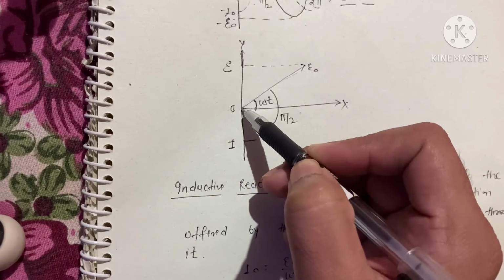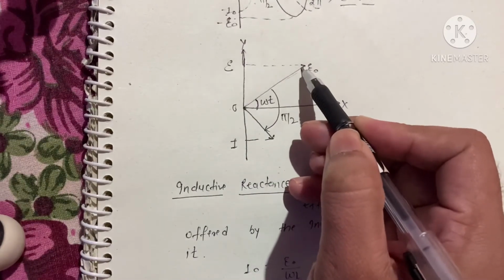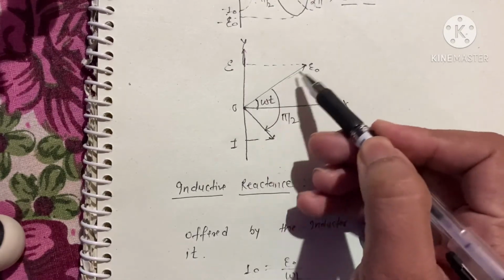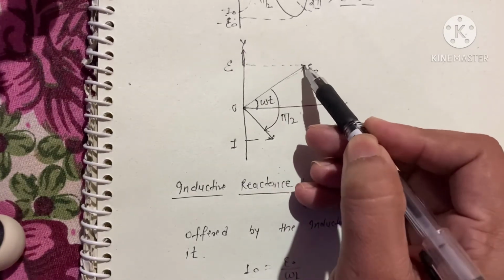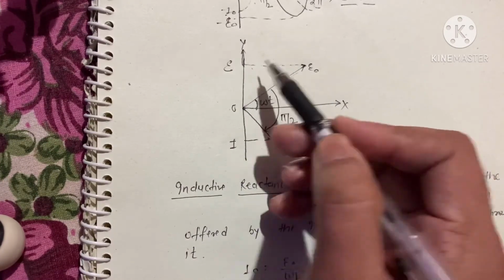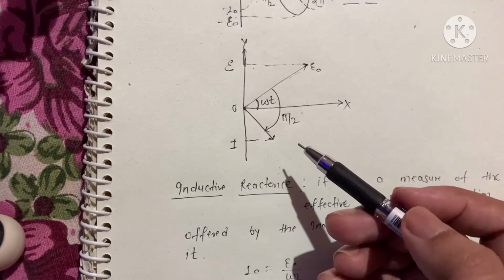However, EMF is not a vector quantity, but since we are drawing a phasor diagram, you can consider this length from head to tail as the magnitude of EMF. So here is the EMF, the peak value of EMF, E naught. Now we know that current is lagging by pi by 2.